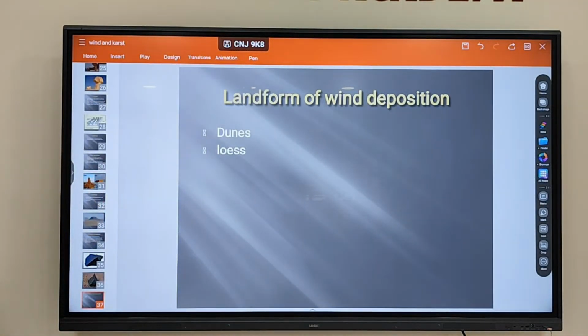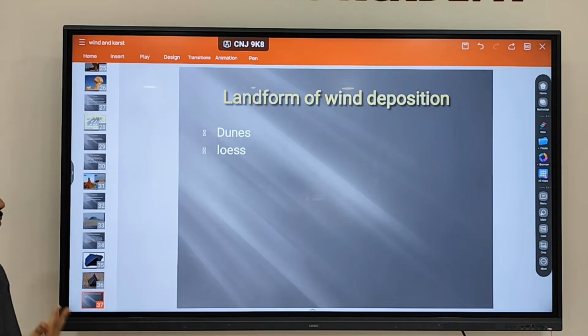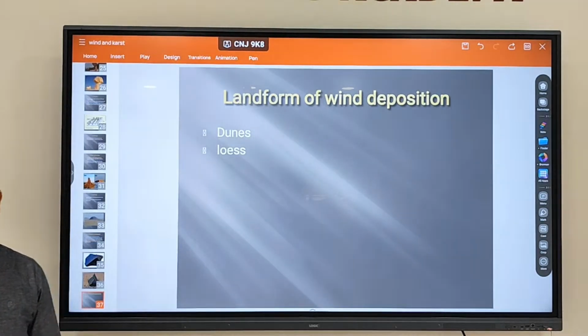Landforms of wind deposition. So till now we were discussing landforms made by wind erosion. When the wind was eroding, how was the wind eroding? Through deflation, through attrition, through abrasion. Now what are the landforms that are going to be formed because of wind deposition? So two important things: dunes and loess.